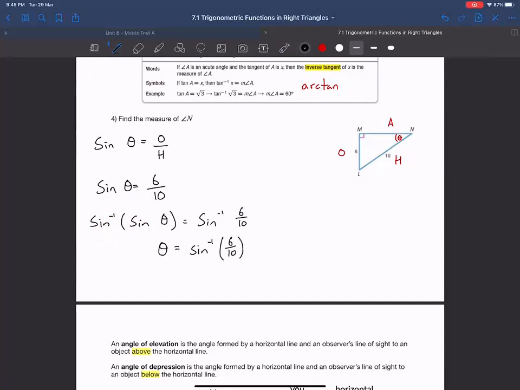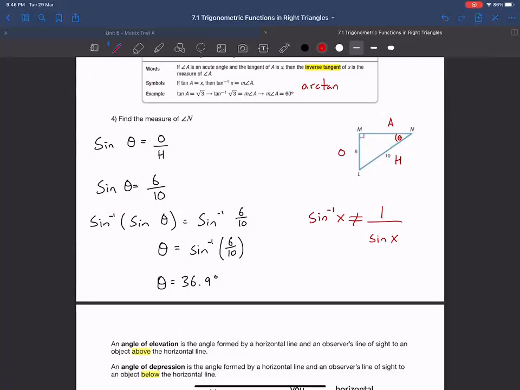And you'll need to use your calculator to do this. And we would find out then that theta is equal to 36.9 degrees. One thing that I do want to note, even though we have this -1 here for my inverse, is that the sine inverse of x does not equal 1 over sine of x. These are not the same thing, so please be aware of that.